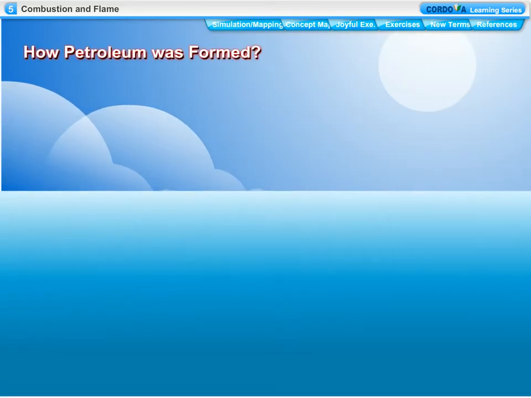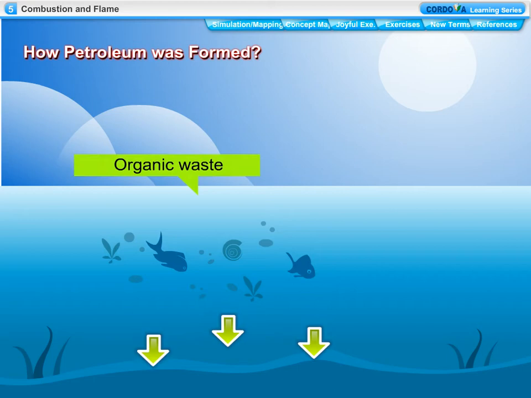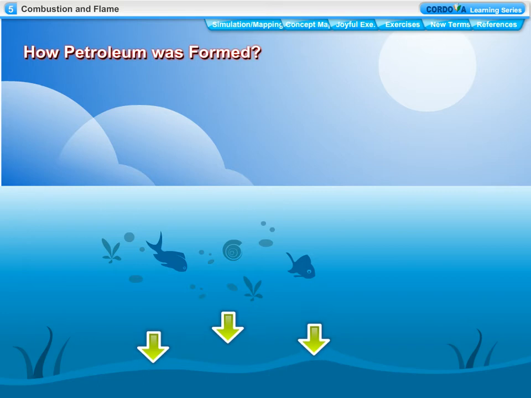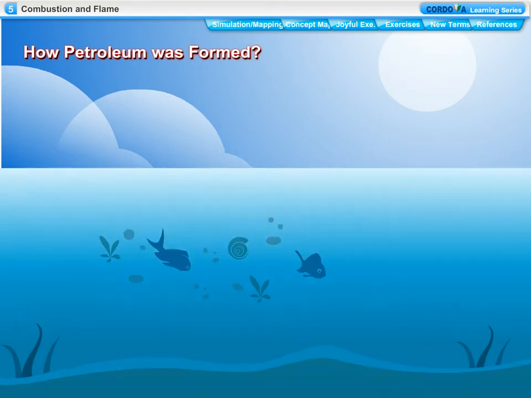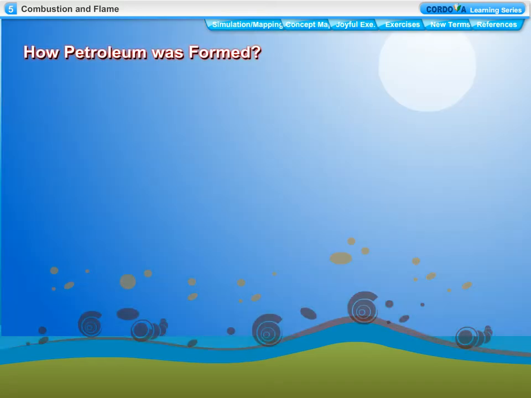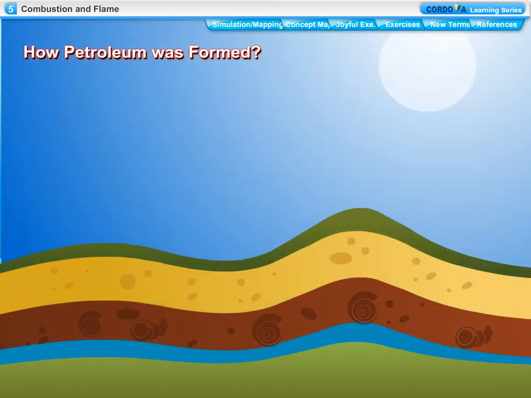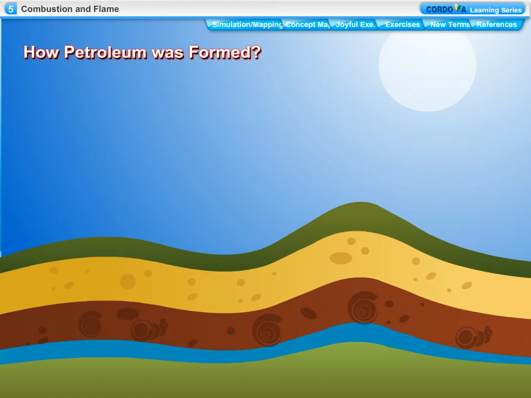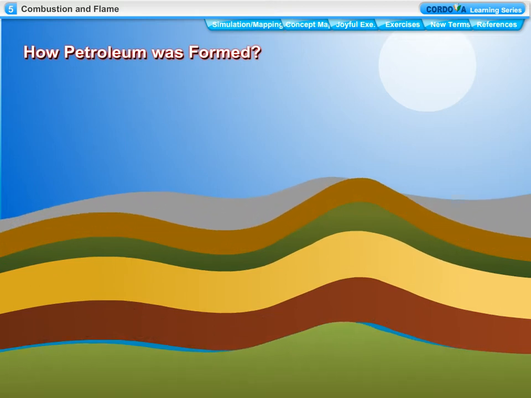How was petroleum formed? Petroleum oil was formed by the decomposition of the remains of extremely small plants and animals buried under the sea, millions of years ago. It is believed that millions of years ago, the small plants and animals which lived in the sea died. Their dead bodies sank to the bottom of the sea and were soon covered with clay and sand.